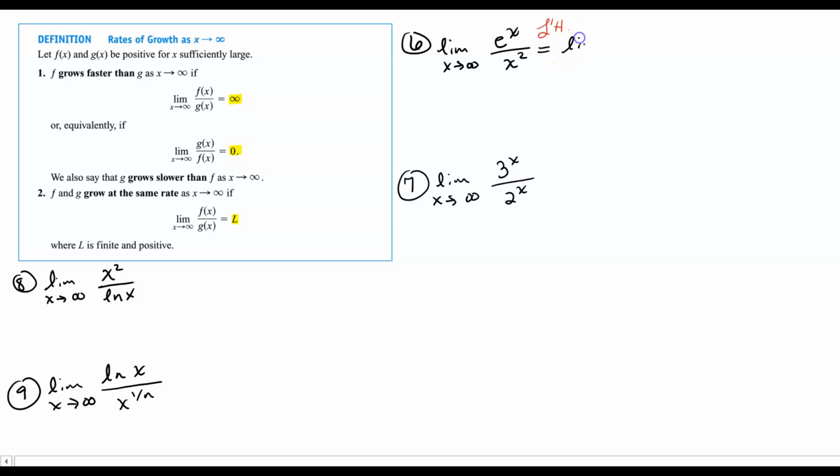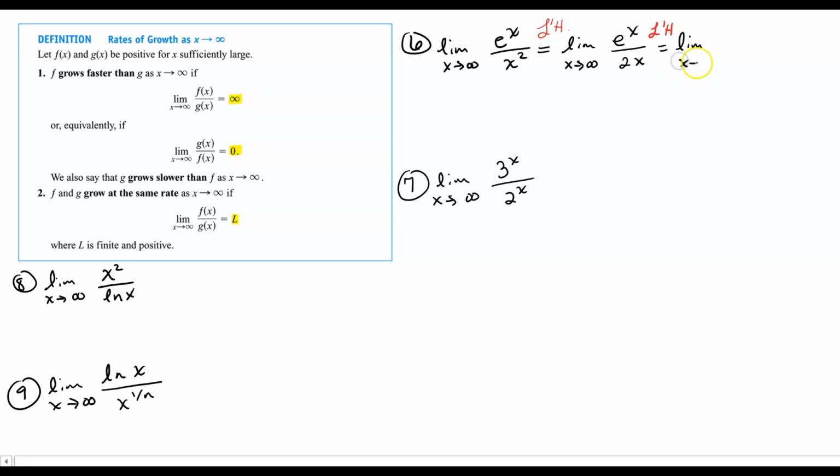So let's take a look here at this limit. I'm going to take the derivative. Now the derivative of e to the x is itself e to the x, but the x squared becomes 2x. We still can't plug in infinity. We can't evaluate the limit because it's still indeterminate. We have an infinity over infinity scenario. So we're going to take L'Hopital and apply it one more time. All right. And let's see what we get.